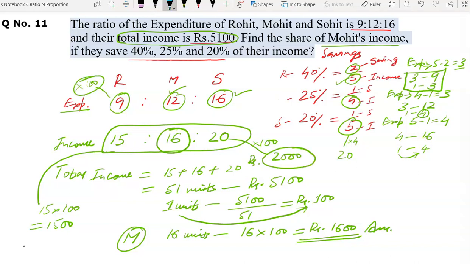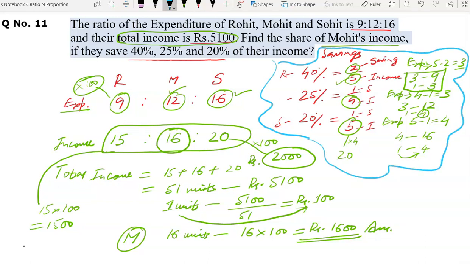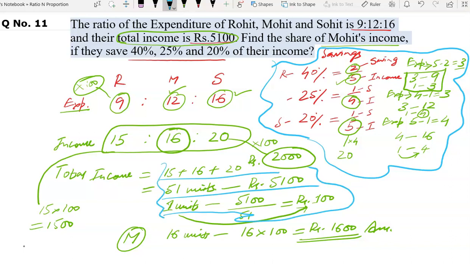Now in the exam hall, you don't need to do all these calculations. If you understand the concept well, and if you practice enough, all these calculations can be done in your mind. So watch the video properly, understand the concept, practice enough, and you will definitely save time in your exam.